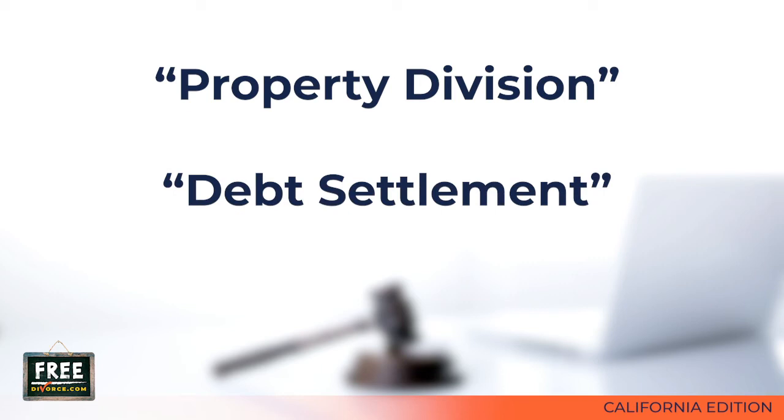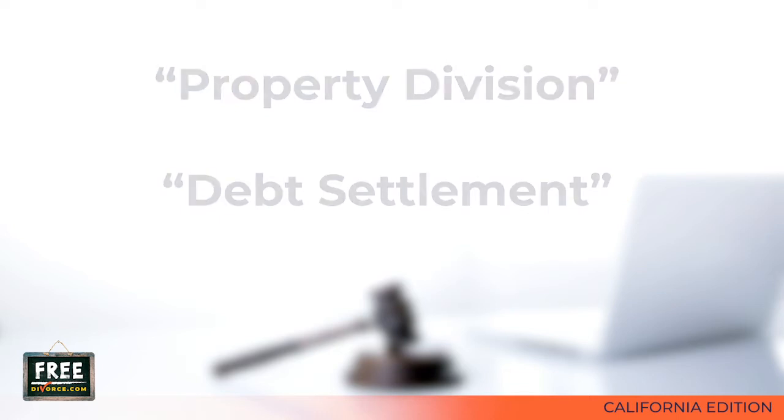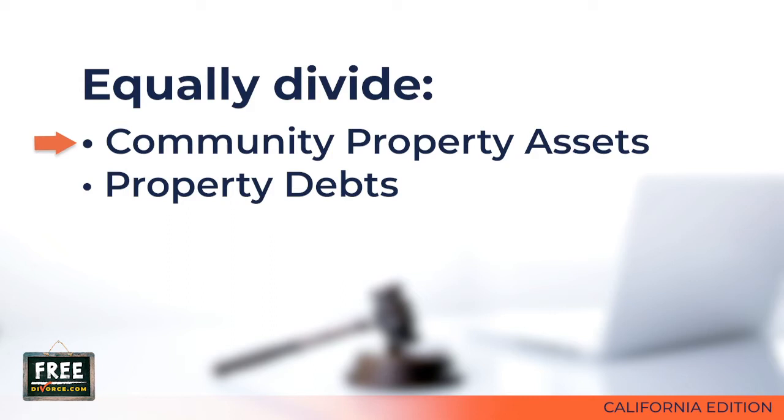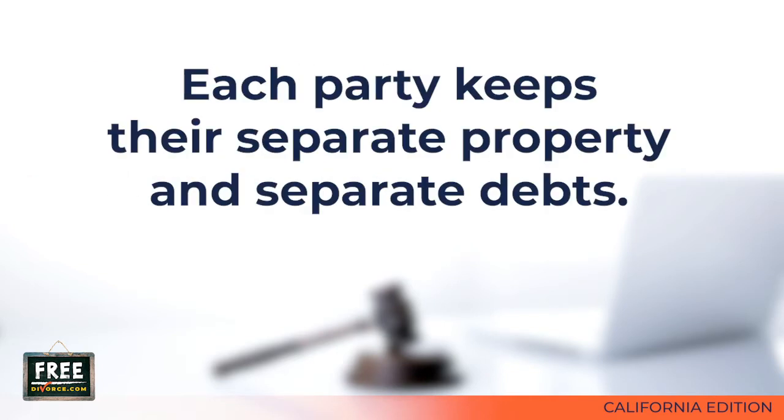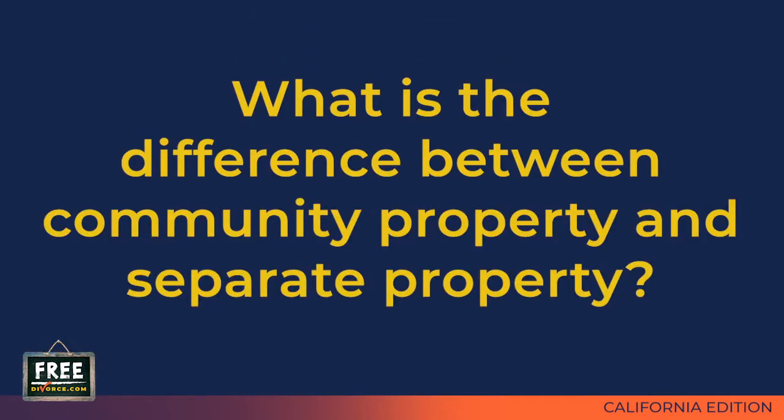Yes, we live in a community property state. Normally, when parties divorce, the community property assets and the community property debts are going to be divided equally in terms of value. Now, if you own separate property, normally you will keep your separate property and your spouse will keep any separate property they may own. What is the difference between community property and separate property?